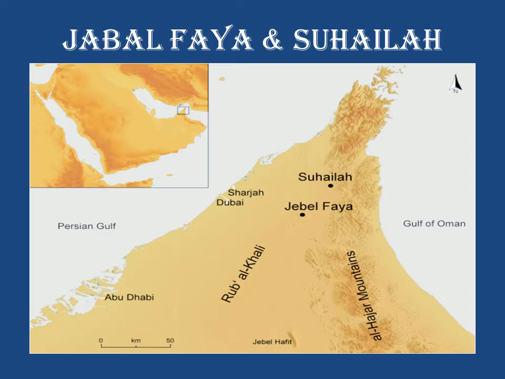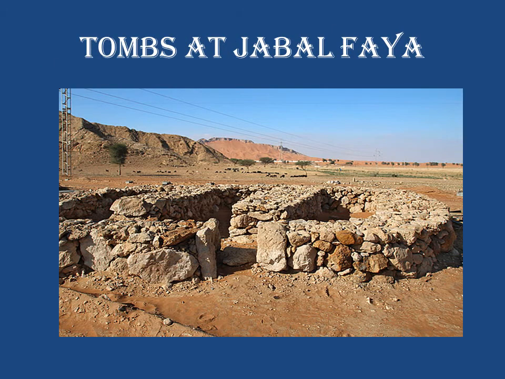So, children, here you can see the map. In the inset, you can see over here the part of UAE, and then you can see the region of Suhailah, Jabal Faya. You can see in the region of Sharjah, it is clearly shown. So this is an evidence. The tomb which has been found in Jabal Faya, you can have a look over here. You can see the tomb, children.